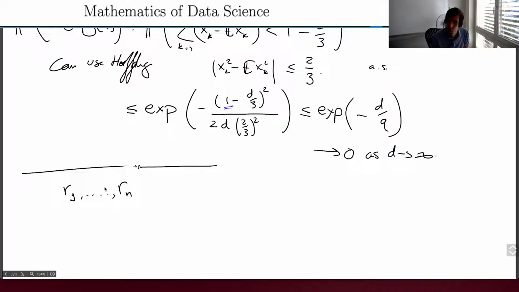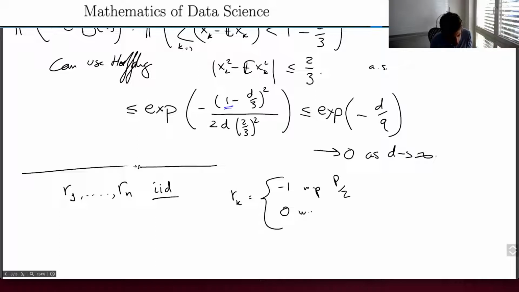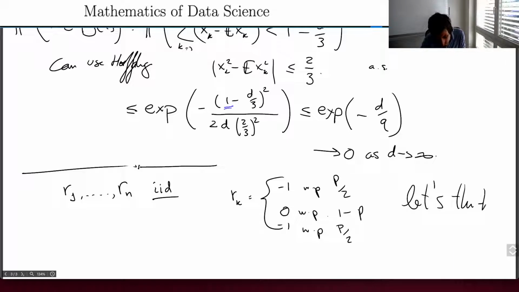So let's take random variables R1 through Rn, independent, in particular IID, right? And they will have the following distribution. Rk is distributed in the following way. Let's say they're minus 1 with probability p over 2, they're 0 with probability 1 minus p, and they're 1 with probability p over 2. Okay, and let's think of p very small.